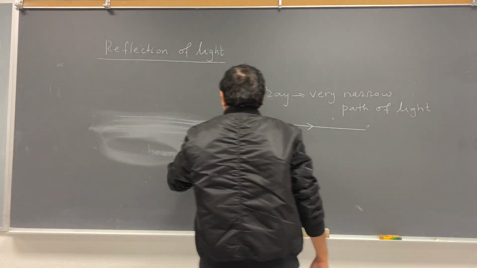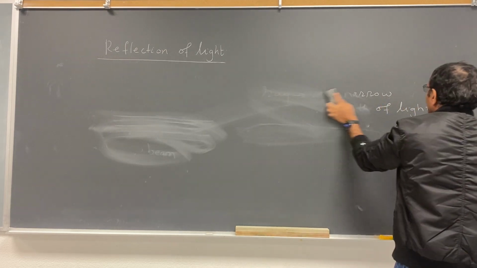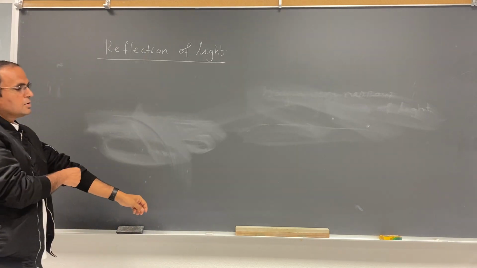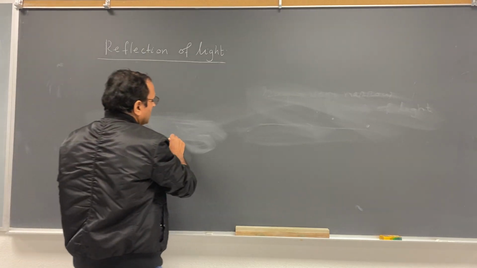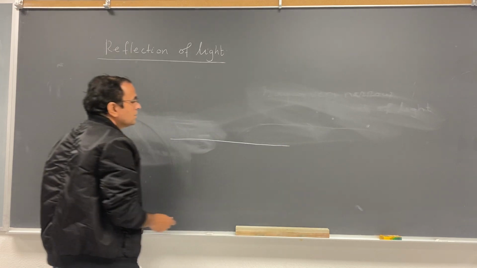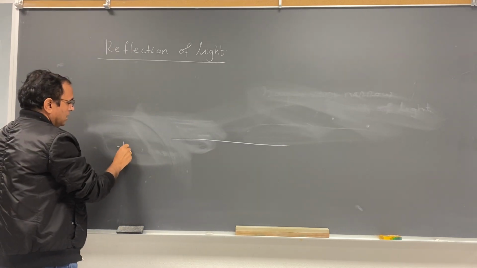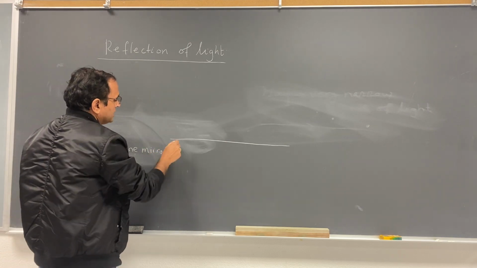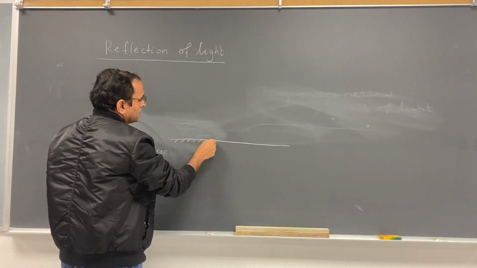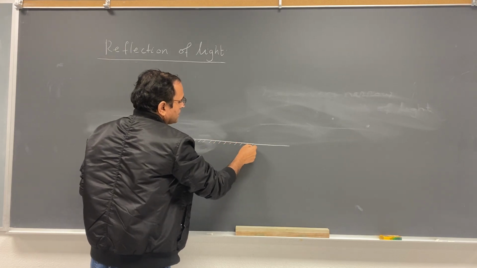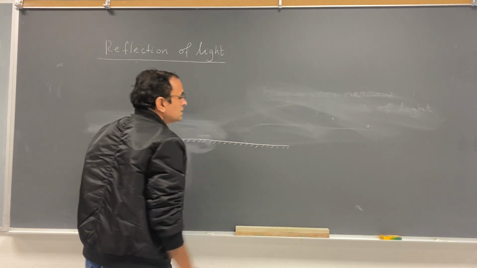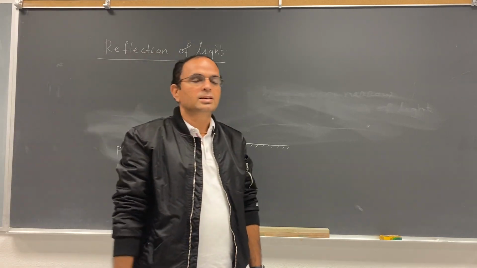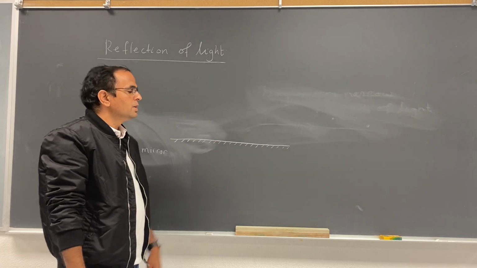Okay, and now let us define the reflection of light. Let us suppose you have, this is a plane mirror. Plane mirror. You can draw like this. This is a plane mirror. You know the plane mirror, the mirror you have in your bathroom. That is a plane mirror, or you can call dressing mirror also.